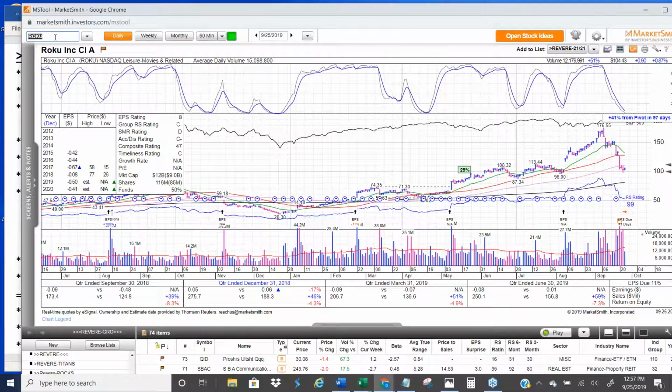Advanced decline line. Yeah, I pay some attention to it, but I don't really focus a lot on it. Let's see.